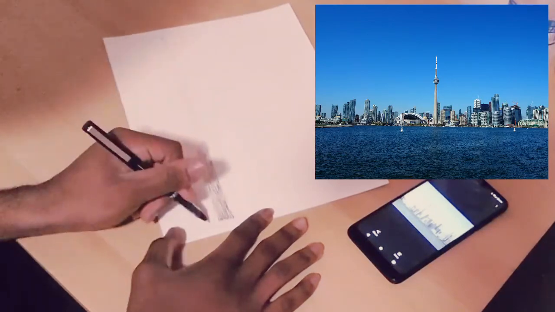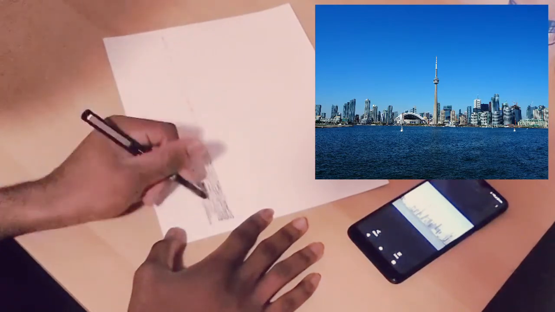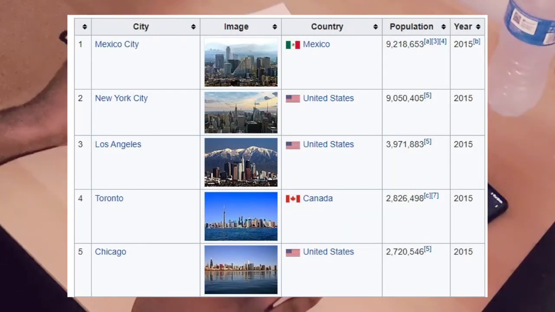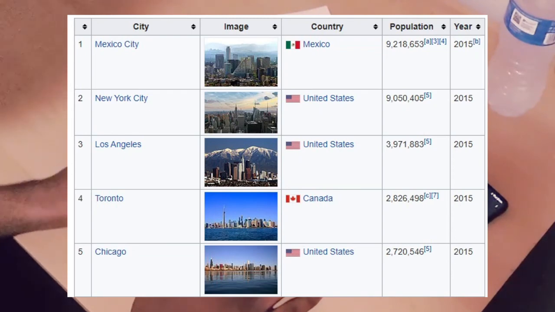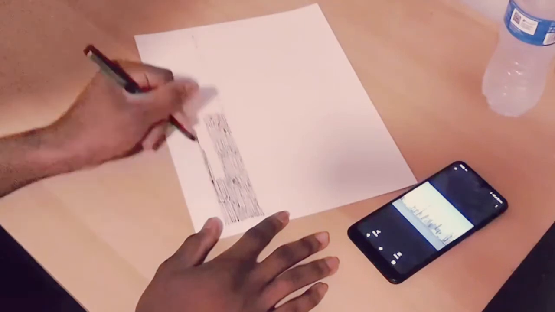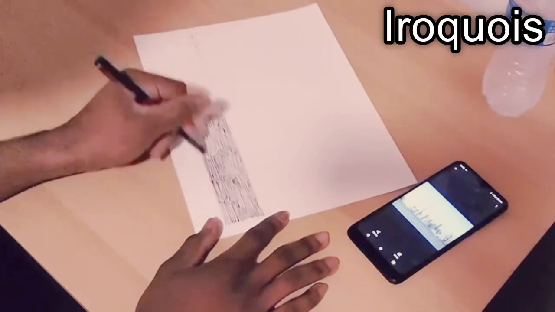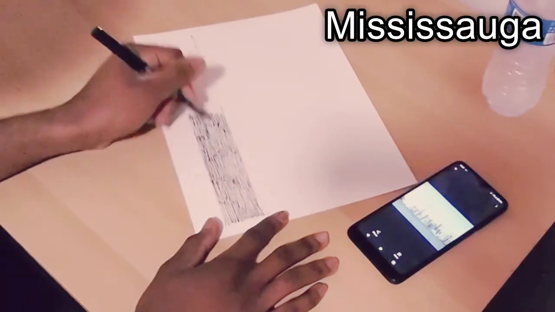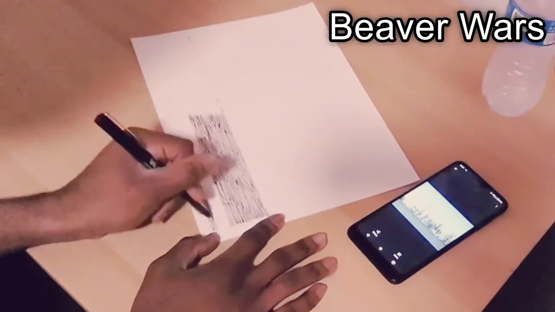Toronto is also the most populated city in the Canadian province of Ontario and in Canada. The city is part of the top 5 most populated North American cities, and it's located on Lake Ontario. During the 1660s, one of the native people, the Iroquois, founded 2 villages before Toronto existed. Later on, the Mississauga took over the area after the Beaver Wars.